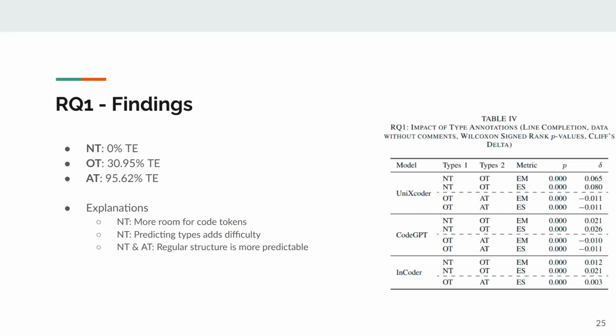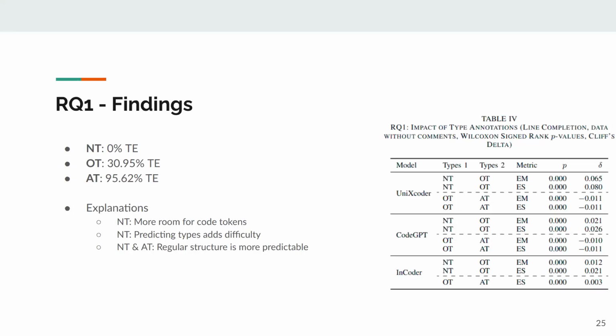Additionally, why removing type annotations may be beneficial is simply because there's more room for source code. Because, well, if the model input is completely full and we remove the type annotations, then suddenly we make more room for additional source code, which could help these models generate better predictions.